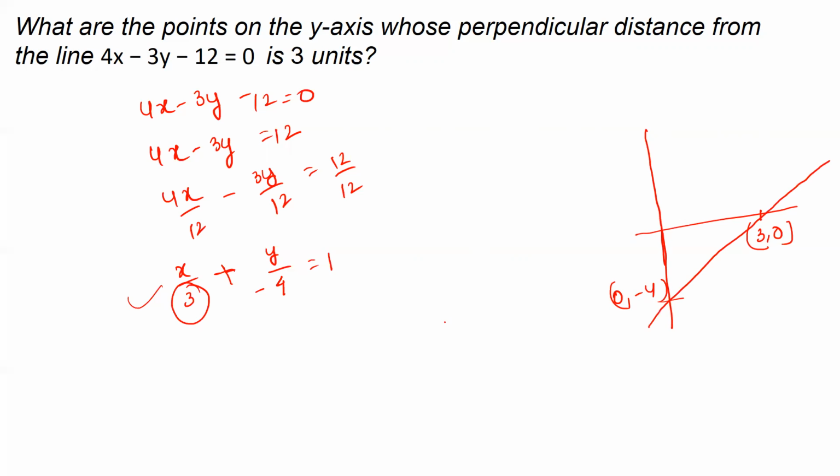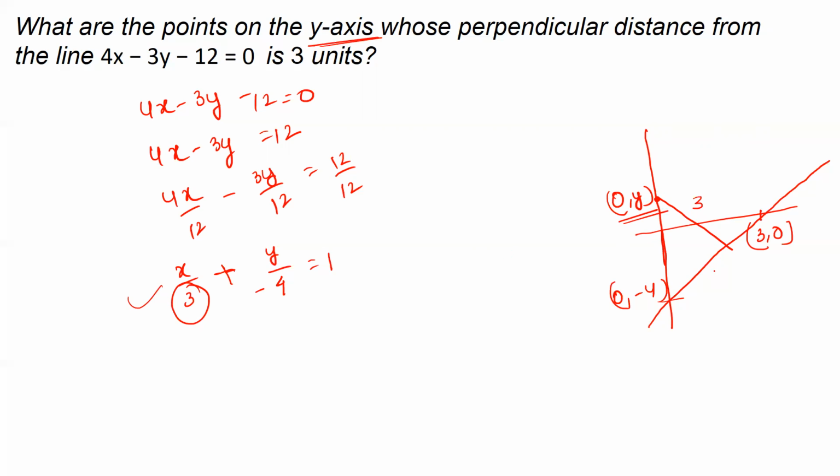And now we are asked to find a point on the y-axis. So suppose the point lies here and we want it to be such that its perpendicular distance is 3 units. We want this distance to be 3 units. Because the point lies on the y-axis, it could be of the form, suppose, 0, y, because any point on the y-axis should be of the form 0, 3, or 0, 5, or 0, minus 2, anything. So we take the point to be 0, y. All we need to do is find the value of y and we are done.